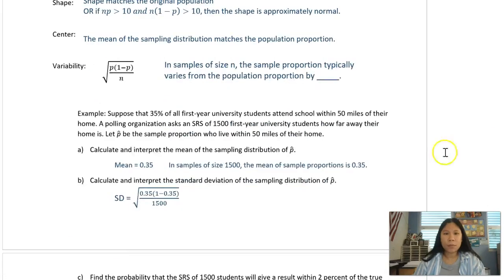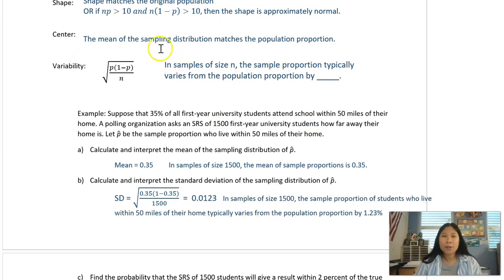Nothing too crazy. So now let's calculate and interpret the standard deviation of the sampling distribution. I'm going to plug into the formula that we had from up here. So p for us was 0.35, 1 minus p, 1 minus 0.35, divided by our sample size, which was 1,500 in this problem, because it said we had a simple random sample of 1,500 first-year university students. Doing those calculations, we get 0.0123. So that's our standard deviation.